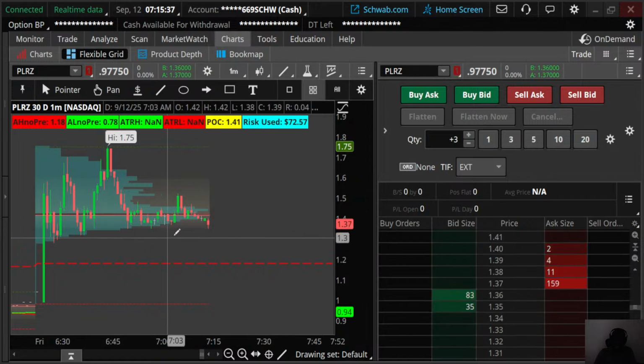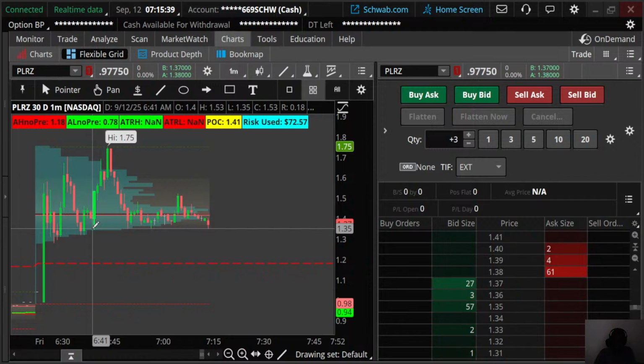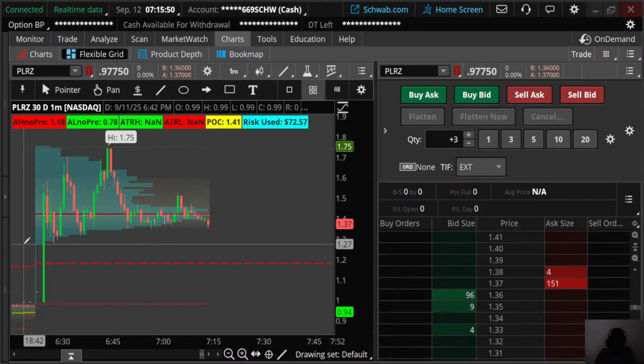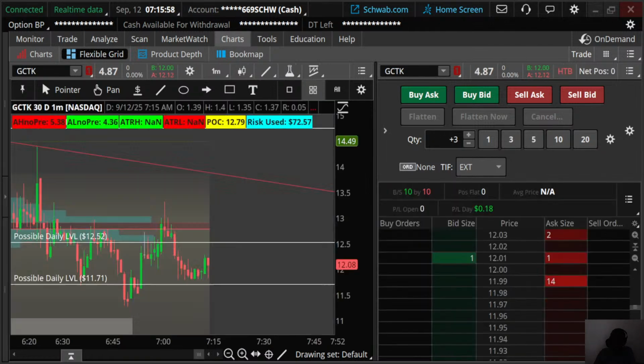PLRZ broke down just a little bit. Another tap on this 135 level. Kind of odd level for it to stop trading, but it is what it is. 128 looks like the majority of trades happened there. So 127, 128, it may have to go down to the bottom of this volume level here. We'll see.